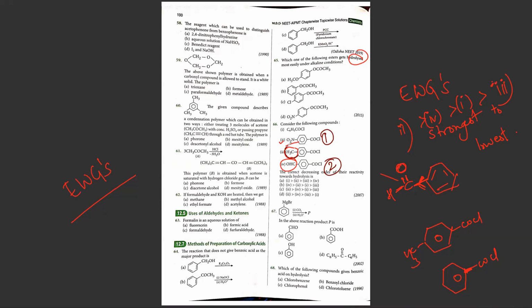This is an electron donating group, so this will come last. So one, and then comes your third. Which is your correct option? Option number C is the right answer. So we'll go for the next one. Next question, 67th question.